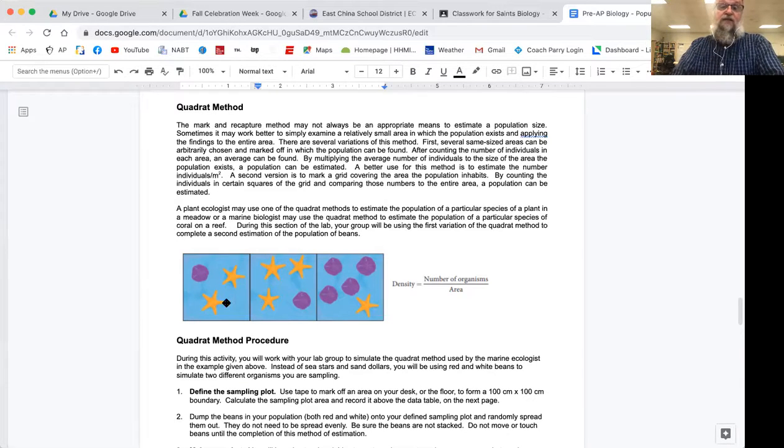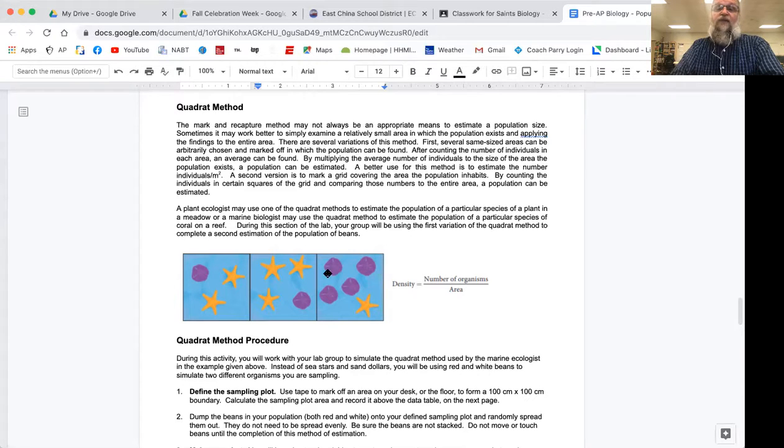Starfish, in this case, happen to be the same, 1, 2, 3, 4, 5, 6 in the entire area. Our density for starfish is 6 divided by 3, 2 starfish per meter squared. But by looking at the picture, we can see that it's not equal between quadrats.